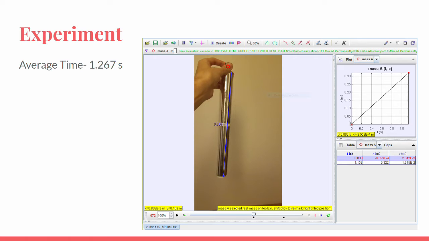In this lab, I filmed myself dropping a magnet through the tube 5 times. I then put these clips into Tracker, and I analyzed the motion to get a time. And I found my average time to be 1.267 seconds for the magnet to fall all the way through the tube. So let's go to the code.